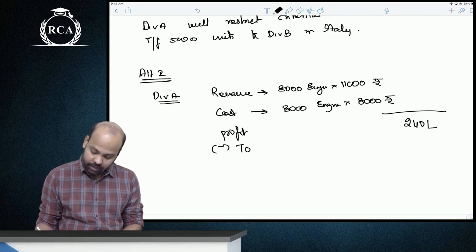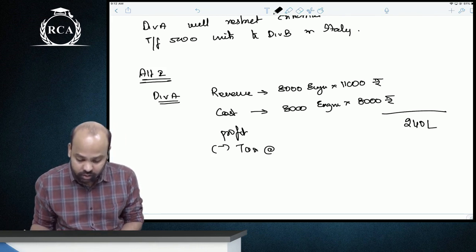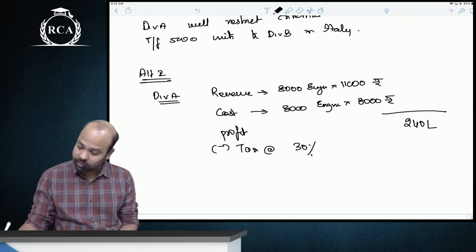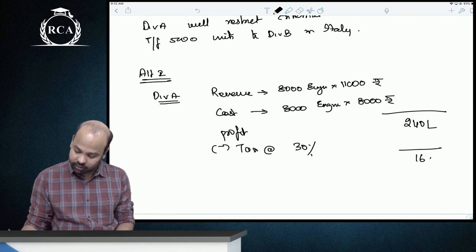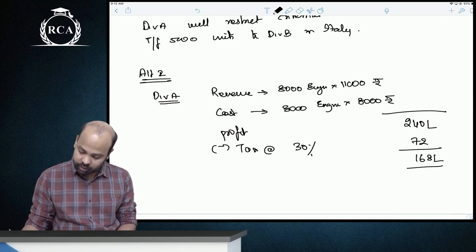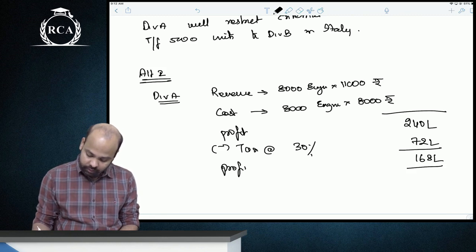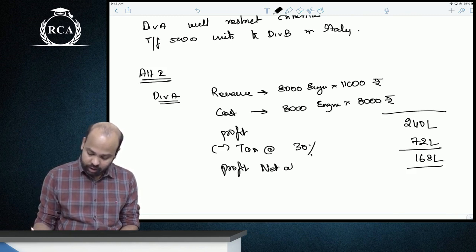Do not forget, in India the tax rate is 30%. They will have to pay 30% tax on this. 240 minus 30%, 168 lakhs. This would be the profit net of tax for the Indian entity.